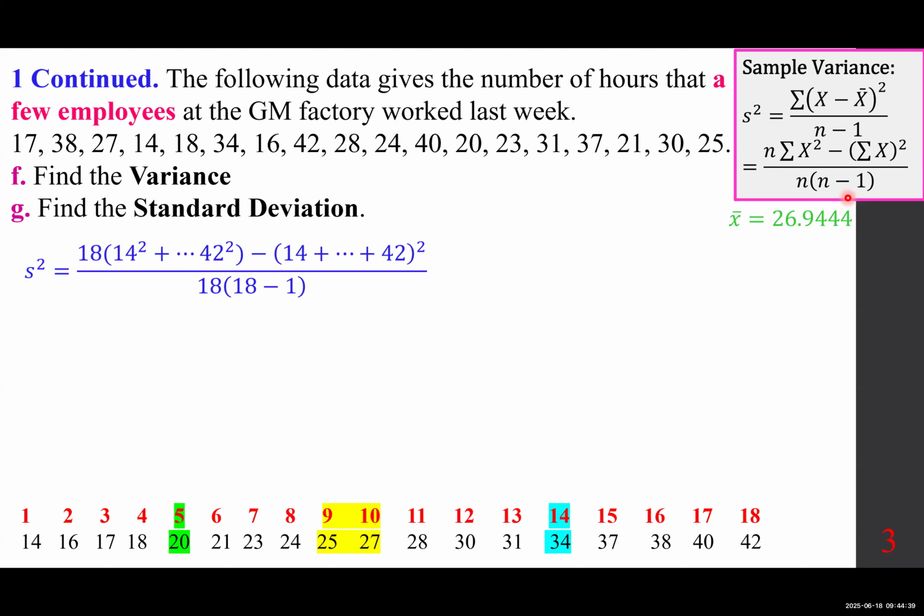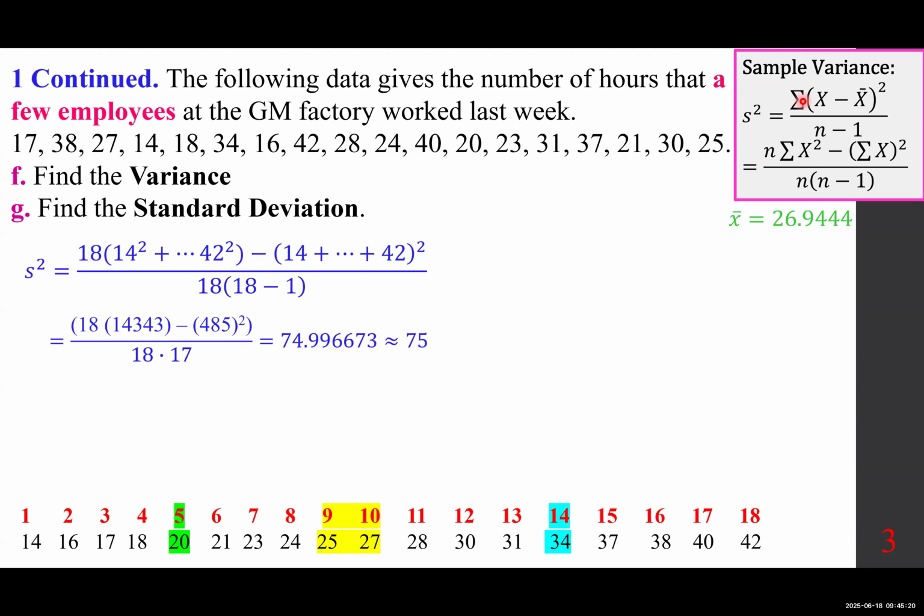So if we want to go with this one, n is 18, summation of x squared means 14 squared plus 16 squared plus 17 squared all the way to 42 squared, minus summation of x, that means add them up, to the second power. And by the way, we should have this value from the previous page when we did summation of x over n. This one is already there. And the denominator is n times n minus 1, 18 times 18 minus 1. You put it into a calculator, and this is almost 75, 74.9966673. I wanted to carry out many decimals so you can see that.